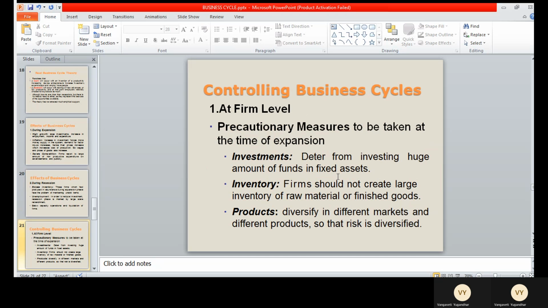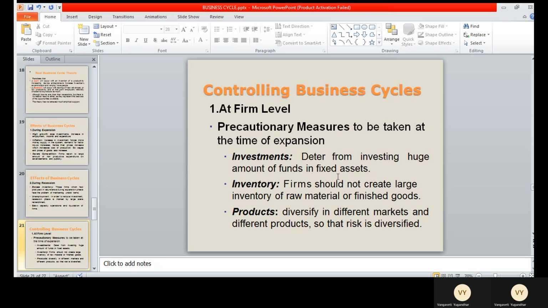Next, how to control these business cycles? So at various levels, these business cycles are controlled. Let us see one by one. First one is at the firm level, the individual firm level. What are the precautionary measures that are to be taken to control the business cycles?